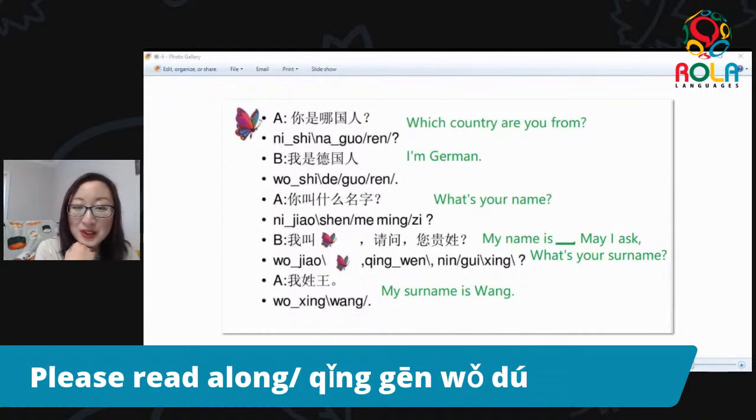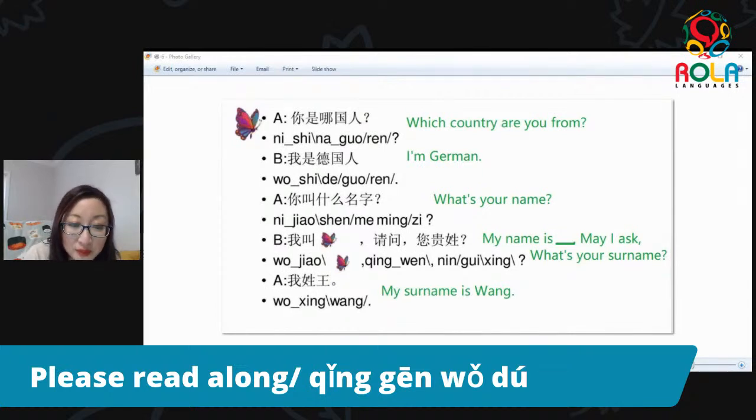So 请问您贵姓? 您, I believe we've talked about this before, but if you happened not to catch that mini series or you forgot about it, let's do it again. 您 is the respectful form of 你. So 您 means you, but it is only used when you're talking about someone who is senior in age or senior in socioeconomic status. When you want to show respect, you use 您 instead of 你. So 您贵姓 is a set phrase.